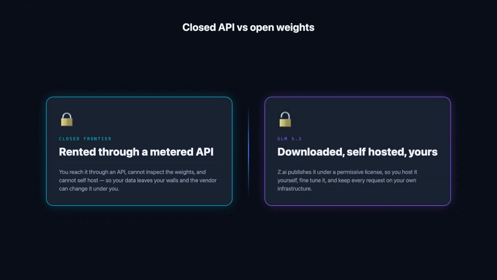Here, the open weight approach flips that. Z.AI publishes GLM 5.3 for anyone to download, typically on a hub like Hugging Face and under a permissive license, so you can host it yourself, fine-tune it, and keep every request on your own infrastructure. According to Z.AI, it succeeds GLM 5.2, tuned for stronger coding and reasoning while remaining free to download and self-host.